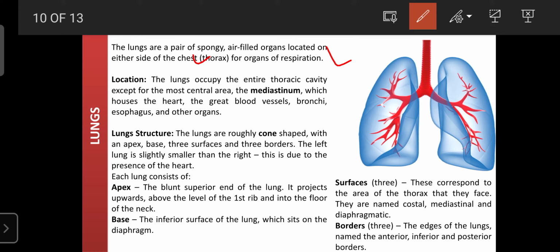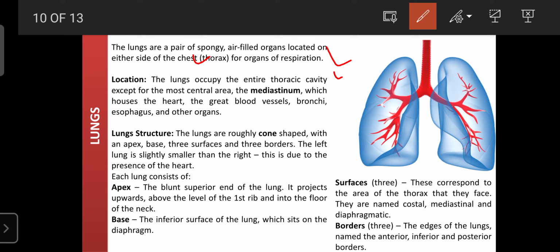Regarding the location, the lungs occupy the entire thoracic cavity except the most central area, that is the mediastinum. The central area of our chest cannot be occupied by the lungs, but the remaining parts of the thoracic cavity are the locations of the lungs. The mediastinum is a house for the heart and great blood vessels, bronchi, esophagus and other organs.